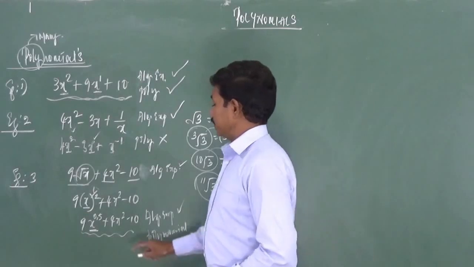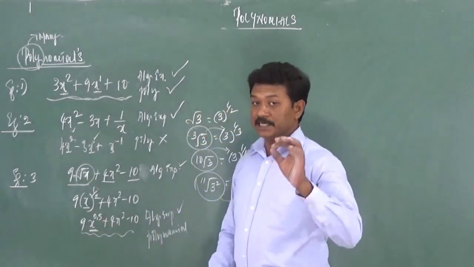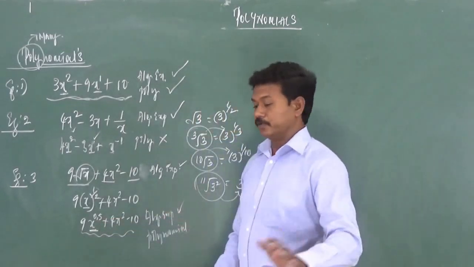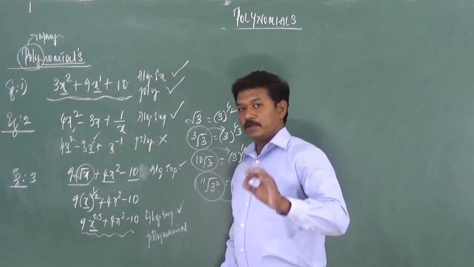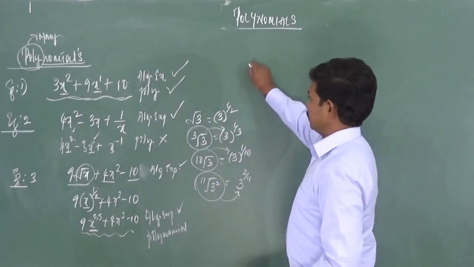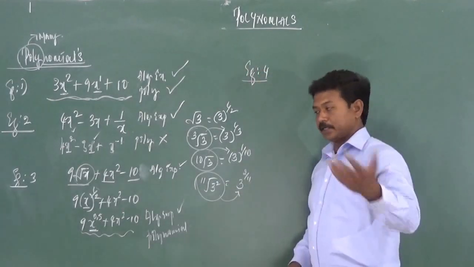Because the degree of the variable, as I told you, should be a whole number, and 0.5 is not a whole number, therefore it is not a polynomial. I hope you understood. Let us go with example 4. To understand better, I will take another example.